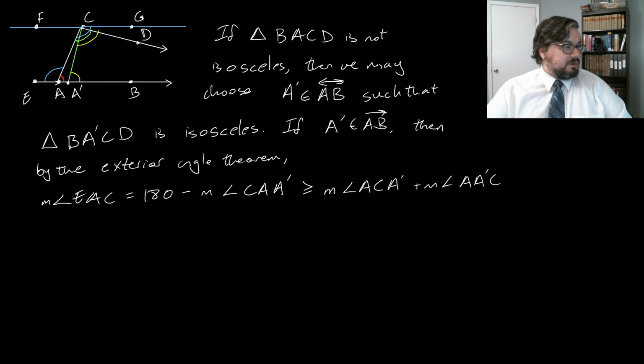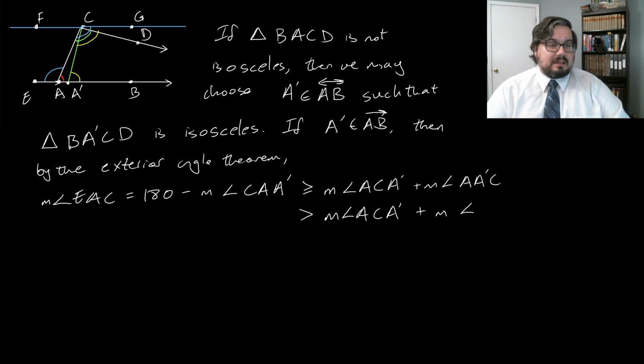Now this is going to be strictly greater than the measure of angle ACA prime, and now the measure of angle AA prime C is greater than the measure of angle CA prime B. And this is just because the angle CA prime B is acute, and therefore the angle AA prime C, which forms a linear pair with it, has to be obtuse, therefore has to have a greater angle measure.